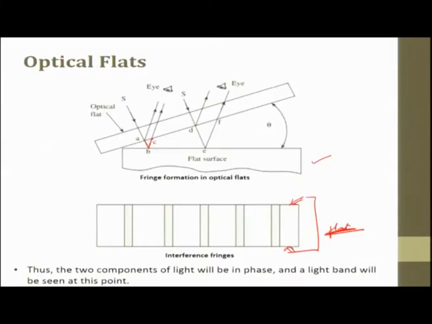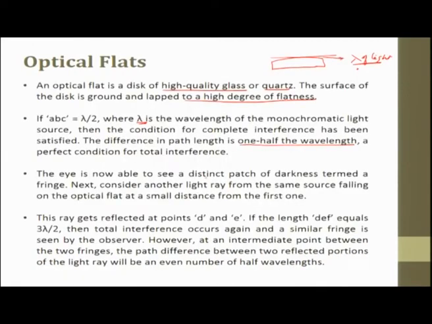The eye is able to see a distinct patch of darkness termed a fringe. So, bright fringe, dark fringe, bright fringe, dark fringe, bright fringe, dark fringe. These patches of darkness are termed fringes.